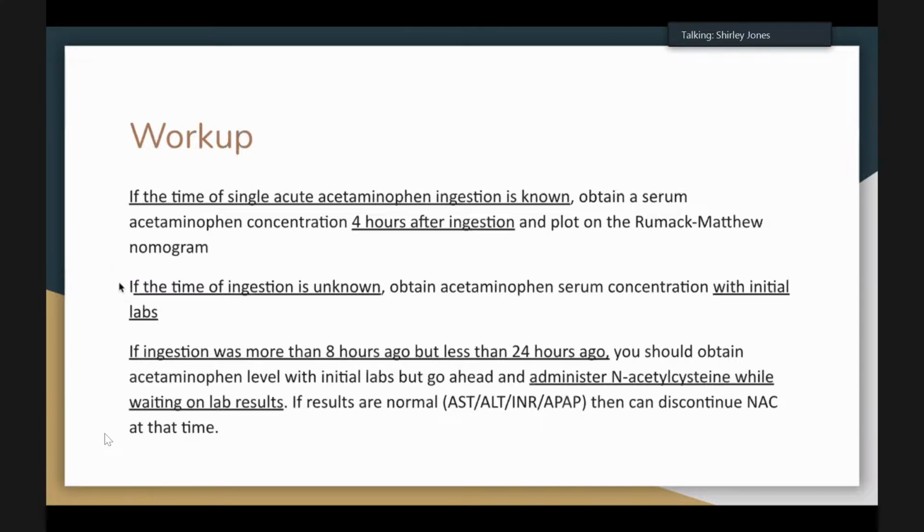If they tell you that they took Tylenol more than 8 hours ago, but less than 24 hours ago, go ahead, check your Tylenol level with all your initial labs, but you also want to go ahead and give them N-acetylcysteine immediately before you even have your results. The reason is, I'll talk about it in a minute, but if your results come back an hour or 2 hours later from the lab and all your stuff is normal, Tylenol level is negative, LFTs are normal, then you can discontinue N-acetylcysteine.